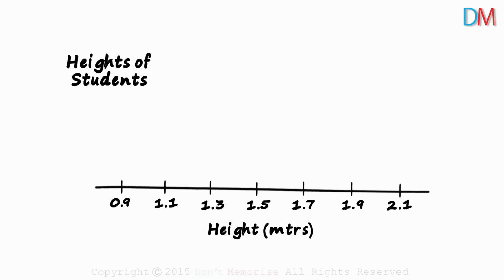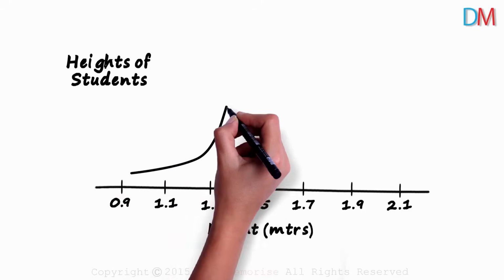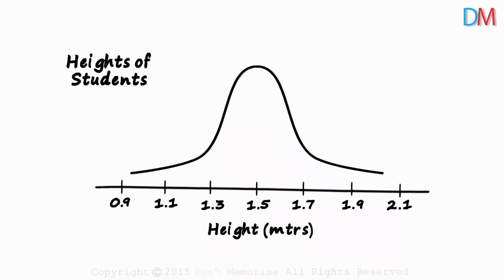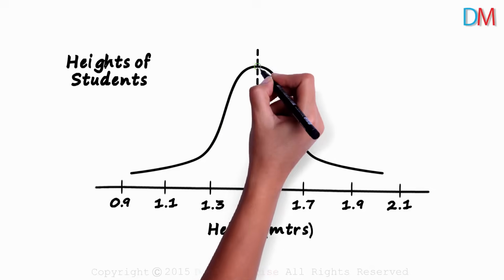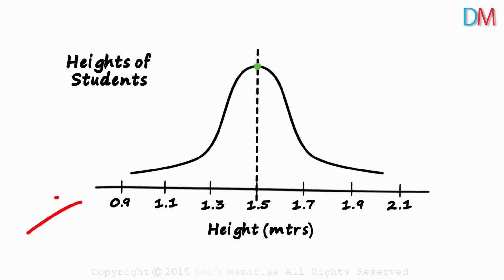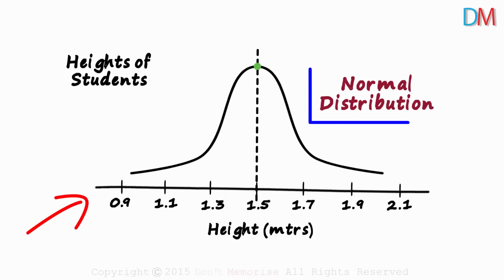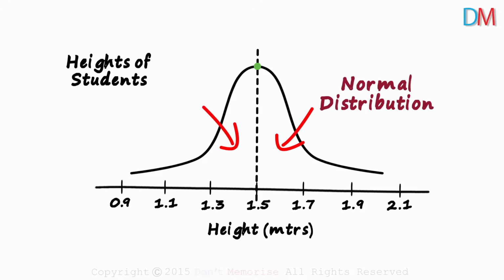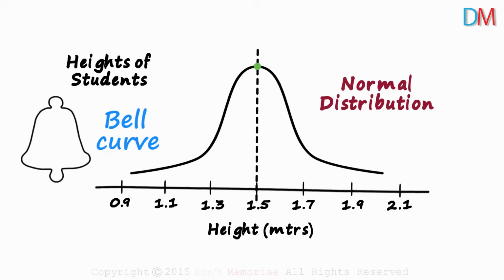If we plot the number of students on this axis, then this is the data we get. Maximum at the 1.5 meters line. Equally distributed on both sides of 1.5, which is the central value. This point is the maximum. This type of distribution is called normal distribution, and the data is distributed equally on both sides of the central value. It is also referred to as the bell curve as its shape resembles a bell.